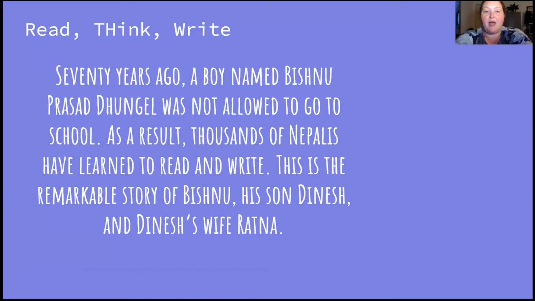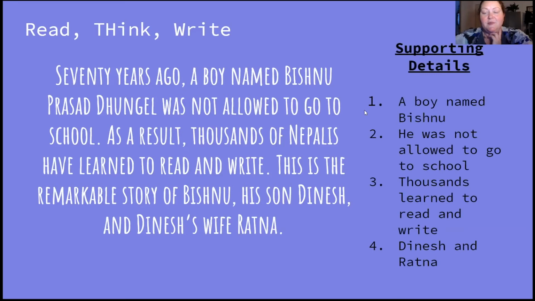So I went ahead and looked at it, and I pulled out some of the key details to help us decide what the main idea is. And don't worry, we'll come up with the main idea at the end, and it's okay if you didn't get the same answers. Some of the supporting details that I got out of this little paragraph was there was a boy named Vishnu. He was not allowed to go to school, and thousands learned to read and write from him. And Dinesh and Ratna are also important people. And Ratna is Dinesh's wife. So that's what I got out of the first ones. It's okay if you said something different.